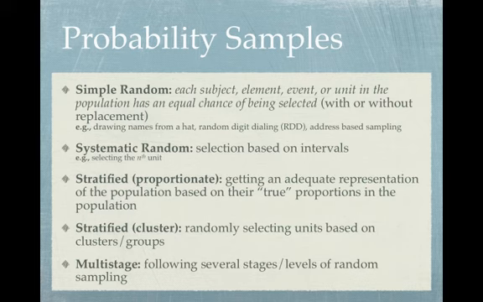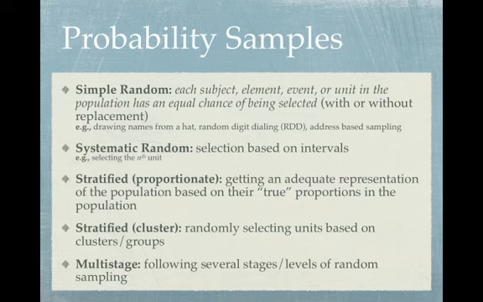Simple random samples means that we pick people and everyone has an equal chance to be selected. So a good example of that is drawing names from a hat, random digit dialing, address-based sampling, all of these where we get a list of people. So let's say you got a list of 10,000 people and you wanted to recruit 1,000. You can put all the names of the people and randomly select 1,000 names from this list of 10,000 names.